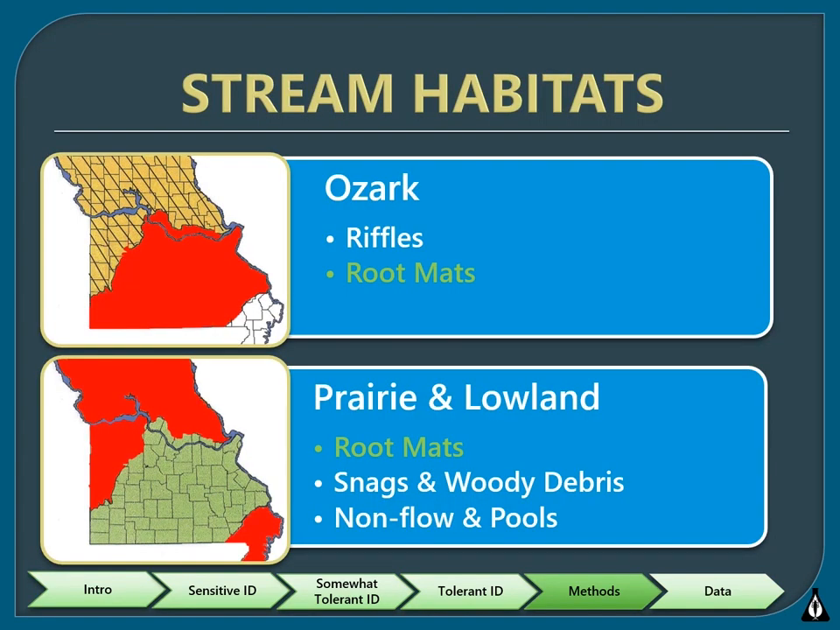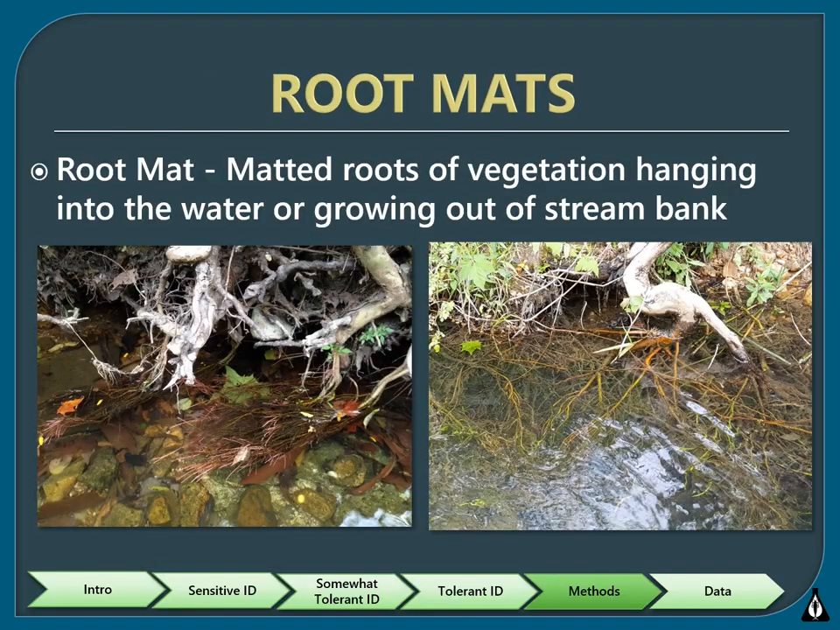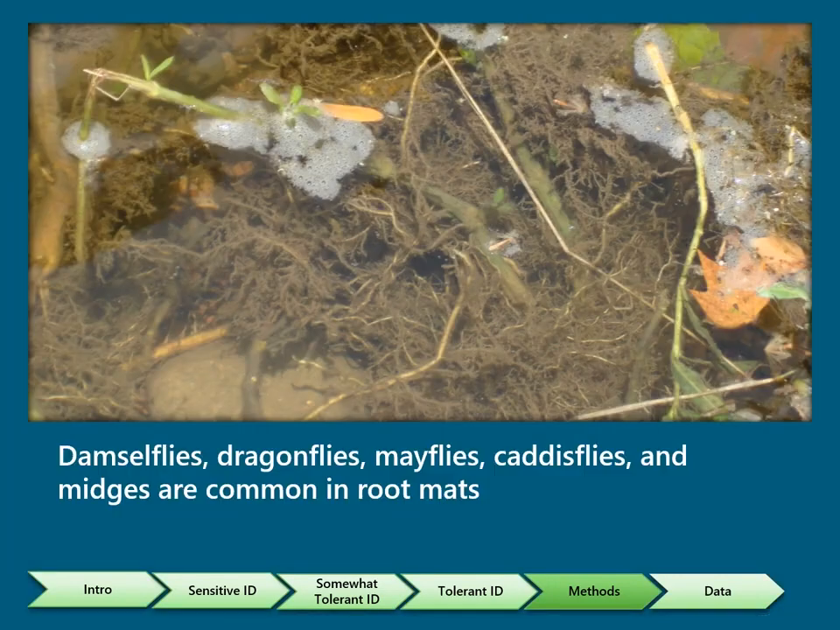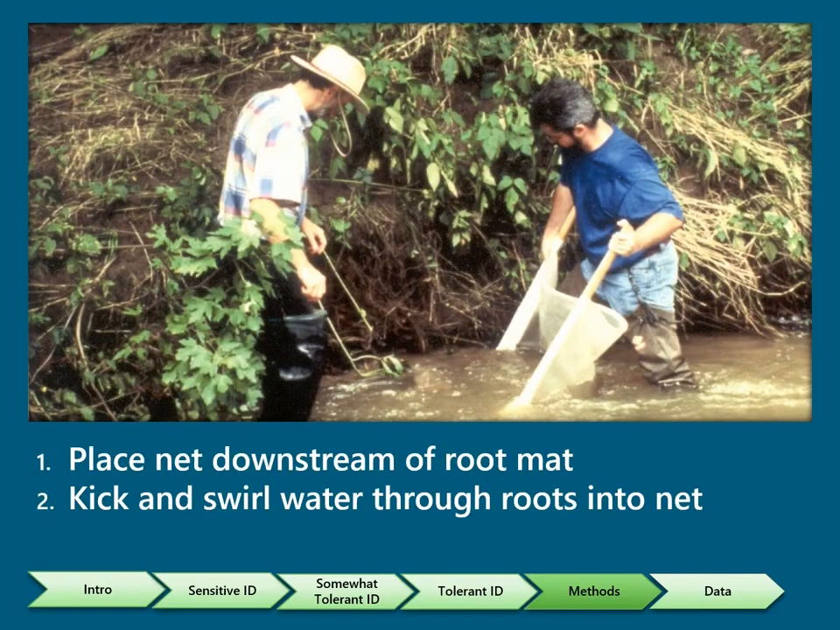If you don't have any riffles within your monitoring site, the next habitat to look for is root mat. Root mats are the fibrous roots that hang out of or over a stream bank and into the water. Sampling in different habitats will reveal different communities of invertebrates. Damselflies and dragonflies are commonly found in root mats in vegetation. To sample invertebrates from a root mat, the same program-provided kick net is used.